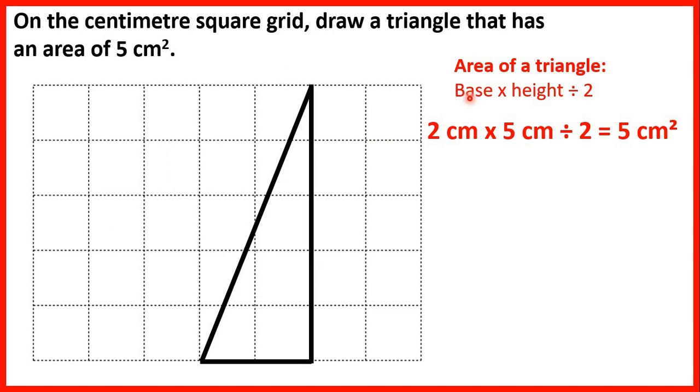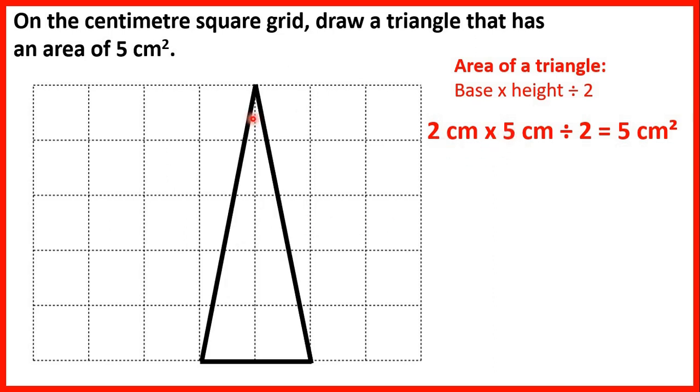We could also have a base of 2 and a height of 5, because that's still 2 times 5, so still 10. We could also have a triangle like this, because the base is still 2, the height is still 5, 2 times 5 is 10, but then with a triangle we find the area by dividing by 2, and 10 divided by 2 is 5. So this triangle has an area of 5 centimetres squared.